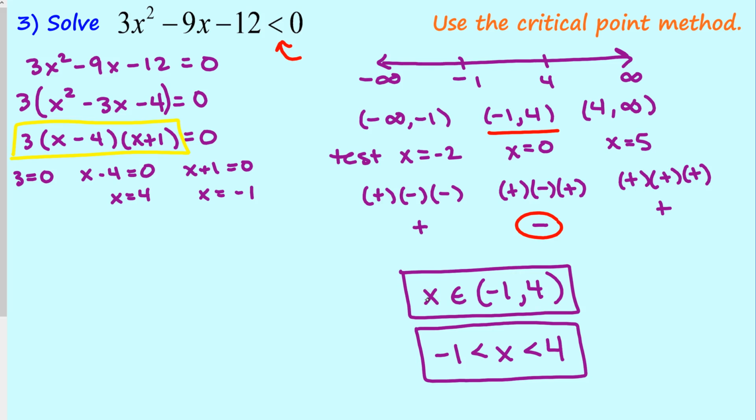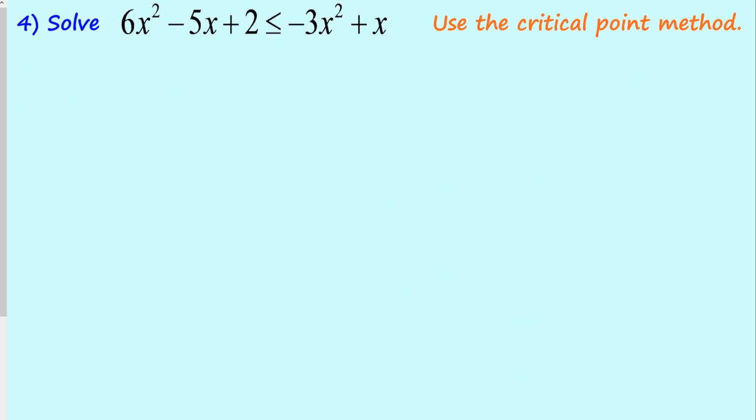Okay, let's do one more. So you might just want to pause and try this yourself and then resume and see how you did. So we want to have a 0, so I'm going to add 3x squared to both sides and subtract x from both sides. And then we're going to set it equal to 0 to solve for the critical points.